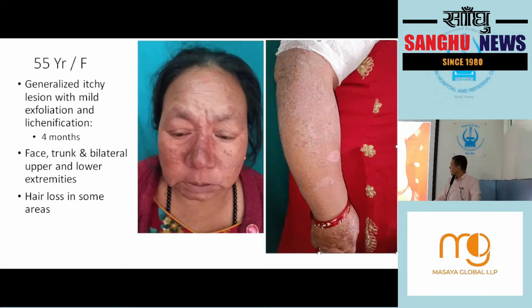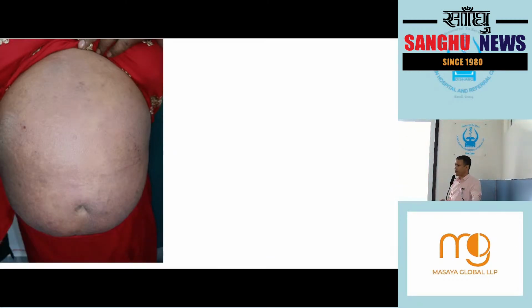Okay. This is a 55-year-old female. You see, lesions in the face and arms, forearms, some hairless. Later on, they generalized. Started from face with mild exfoliation and lichenification. This is the description given to me by the dermatologist. Initially in the face, later on it involved other sites, hairless in some areas. These are some photographs from the trunk.